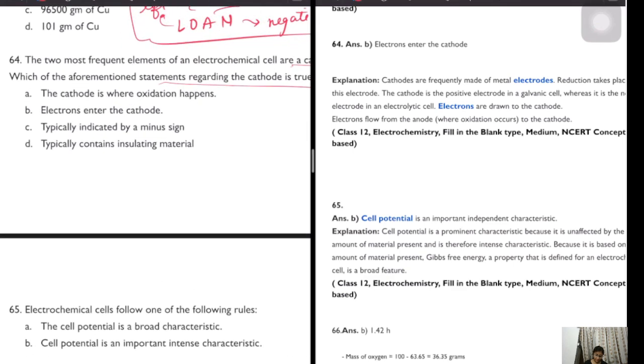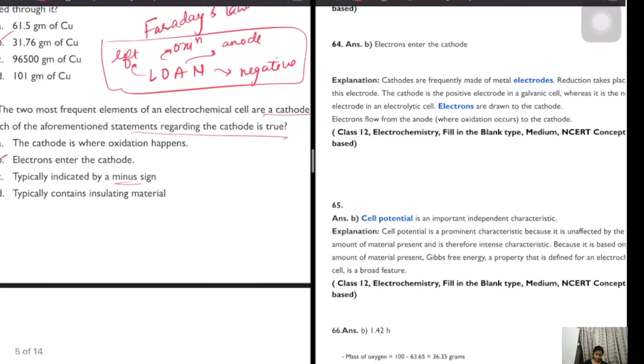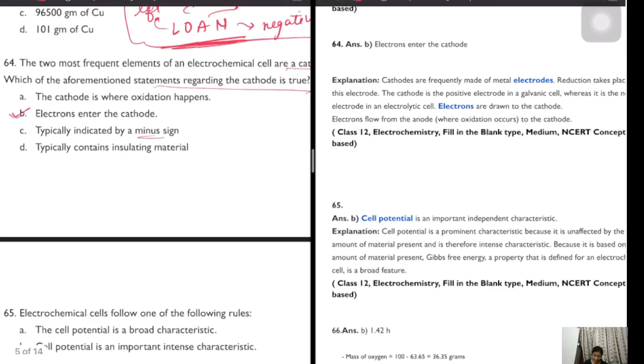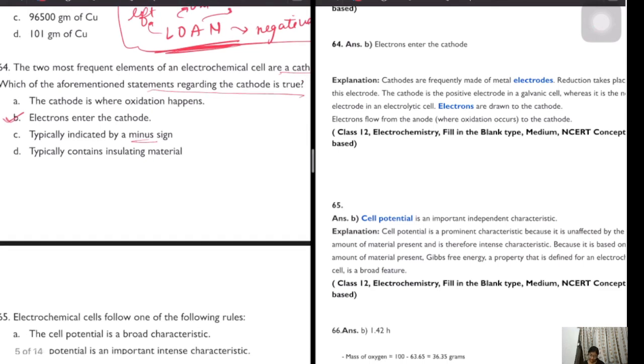Now it is said cathode is where oxidation happens, which is obviously false. We know why. Electrons enter cathode. This seems to be right because reduction would be there, and in reduction, electrons are received. Typically indicated by negative sign. We know this expression, which is very important. So that is why D is the correct answer.